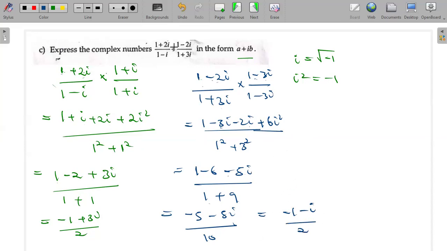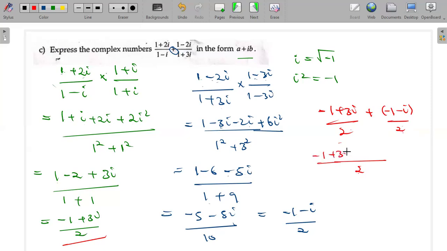But then what are we doing? We are adding the 2 complex numbers. So it means that I'm going to have, what I found here, which is (-1 + 3i)/2, plus then I have that there to be (-1 - i)/2. So since they have the same denominator, which is 2, I'll keep the denominator, and then I can just add what's in the numerator. And in the numerator, I have -1 plus 3i, then minus 1 minus i.